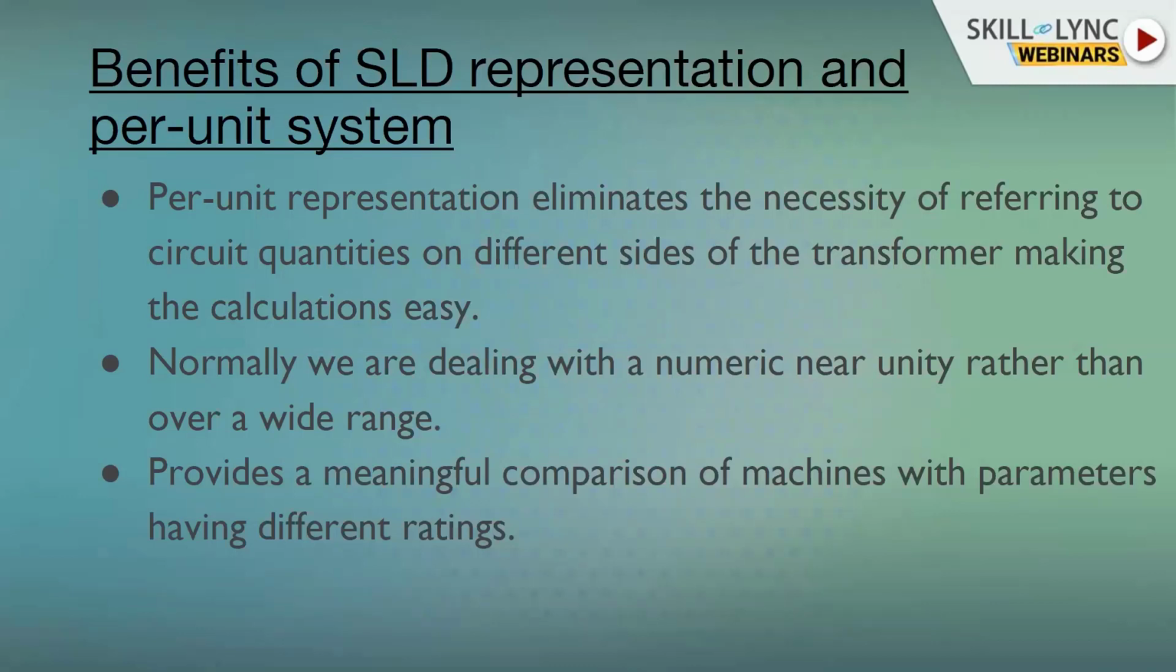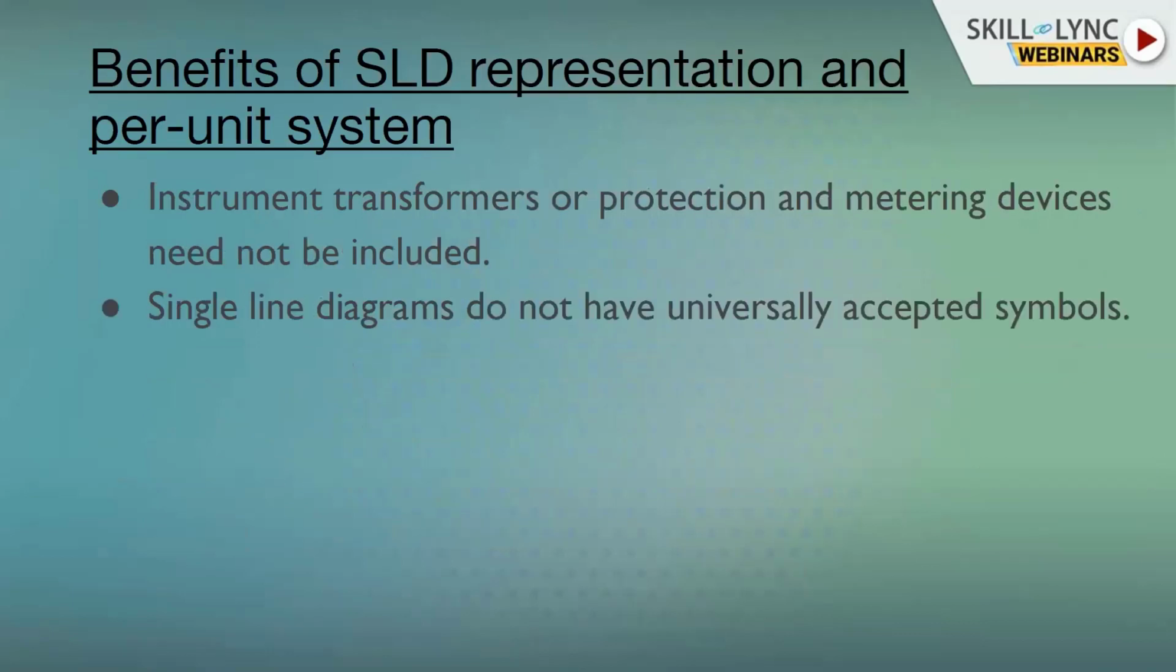Normally, as I've already told, we are dealing with numeric values near unity, and it provides a more meaningful comparison for machines with parameters having different ratings. So if ratings are very different, with the per unit values we can still have a very meaningful comparison. Again, with the single line diagram, the benefits are that the instrument transformer, protection, and metering devices are not included. So that's why the representation has become easy.